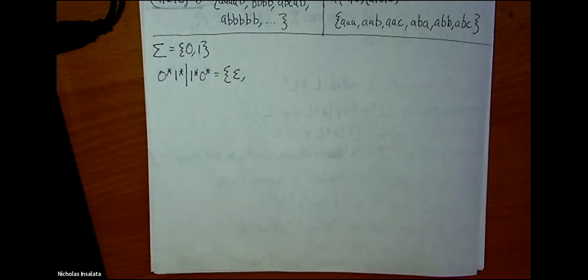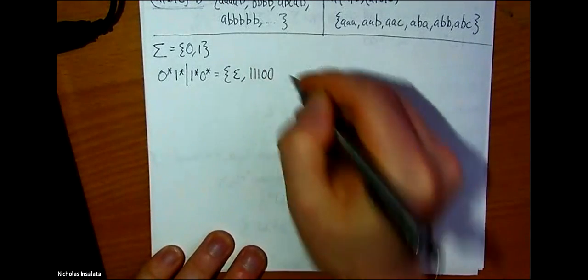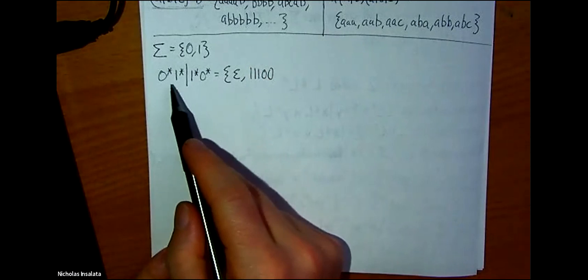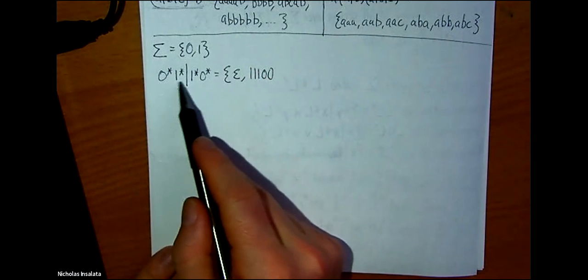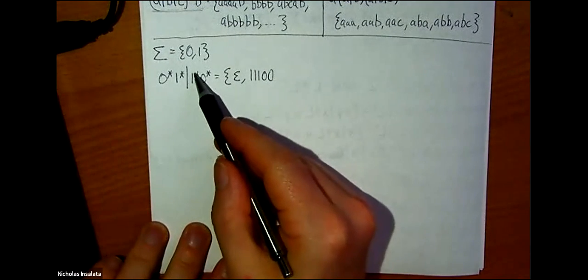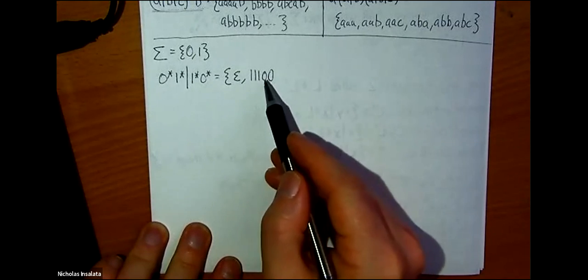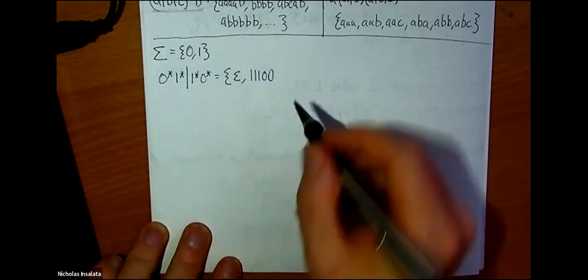So first of all, let's have some that are in the language. Okay, 11100. Okay, 11100. And which part of this, the or, did you use? Did you generate that string using the first part or using the second part? Yeah, the second part. Yeah, absolutely, right? Because you have some number of ones followed by some number of zeros, which is what we've got here. Okay, so let's try to generate a string using the first part of the language.